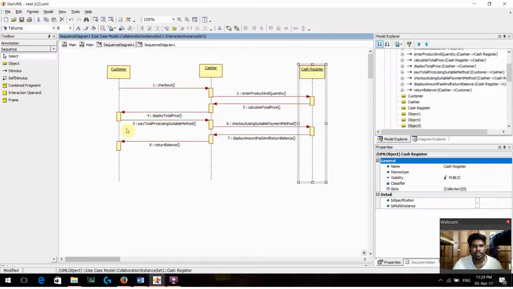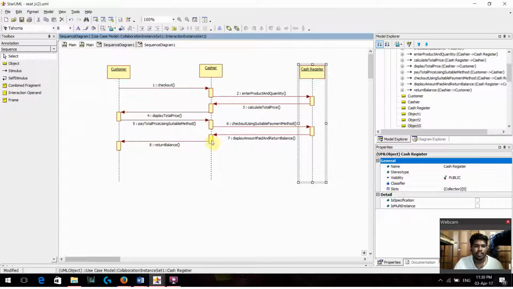After that, from the customer, the process of paying the total price, using the desired method of the customer. After that, from the cashier, the process is 6, that is checking out using the suitable payment method. After that, the suitable payment method is selected, and from the cash register, the process of displaying the amount paid and the return balance, that is the amount to be paid, the amount the customer pays, and the balance to be returned.